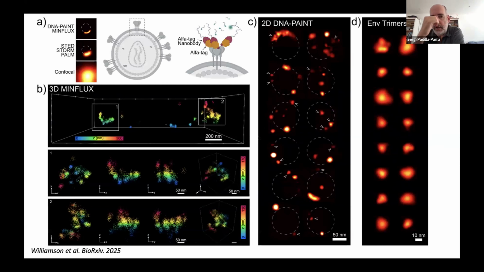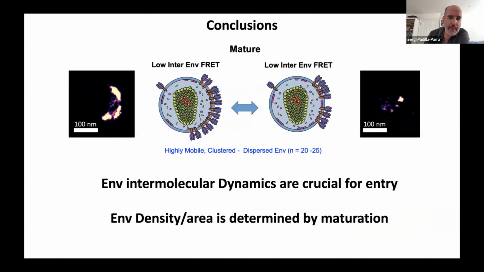We have also done a little bit of MINFLUX, combined with DNA-PAINT, in collaboration with Chris Tynan in Harwell, and we can do that in 3D. The resolution here was isotropic as well, down to 4-5 nanometers in X, Y, and Z. We're really happy because we are now starting to image these single envelope glycoproteins in real replicative viruses. And I will finish my talk with a number of conclusions.